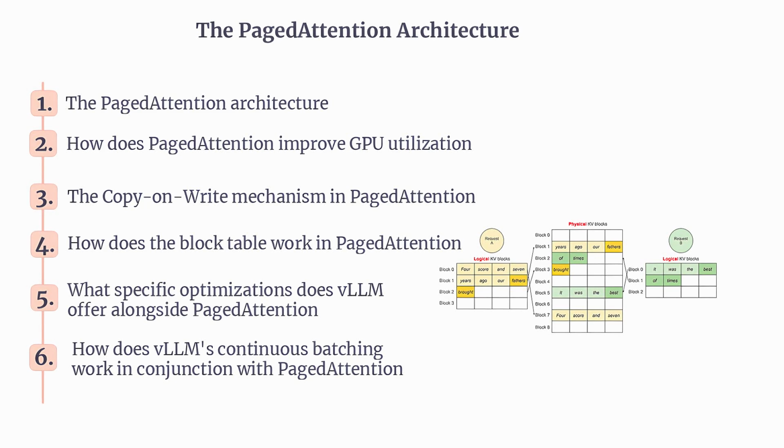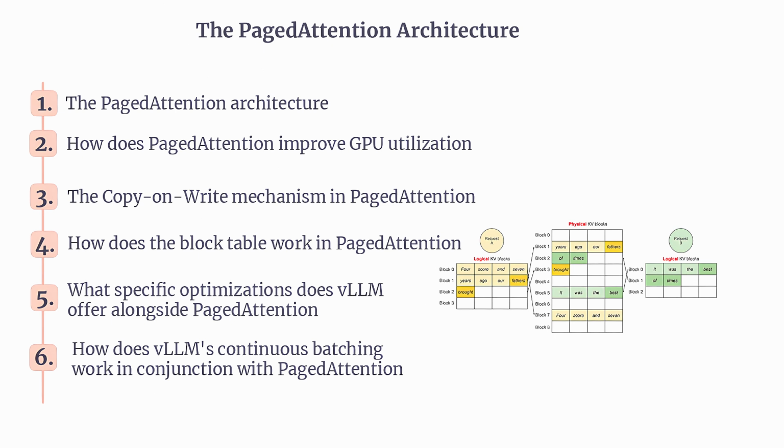Now, we'll explore PagedAttention, a new type of attention mechanism designed to make memory use in large language models much more efficient. It takes inspiration from how computer operating systems manage virtual memory, enabling LLMs to handle memory more flexibly and avoid common issues during inference processes. Let's explore it in 6 parts.